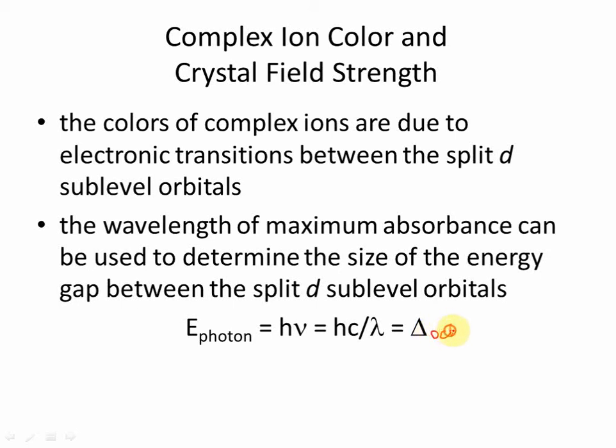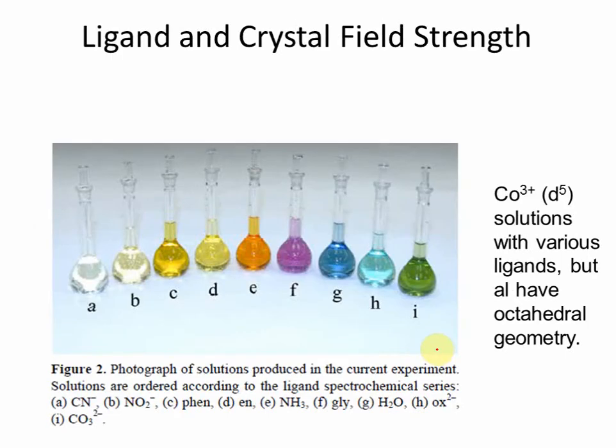So just to give you an idea of the difference and the color variability of some of these transition metal complexes. These are all cobalt 3+ solutions. So these all have the same oxidation state. They're all 3+. They all have 5 electrons in the d orbitals. And they all have octahedral geometries. The difference is the ligand attached to them. And the different ligands attached to them cause the different colors.